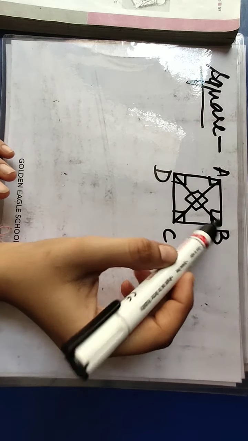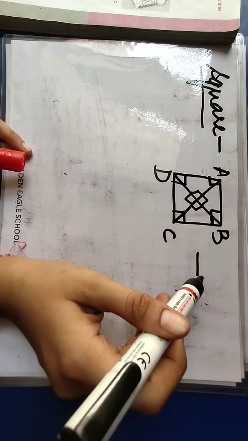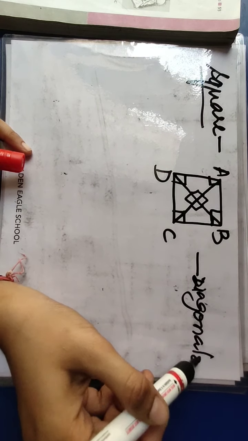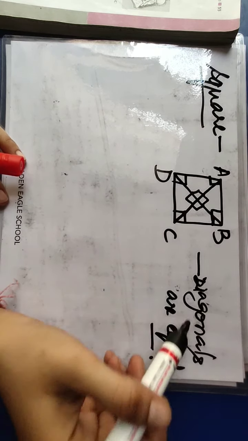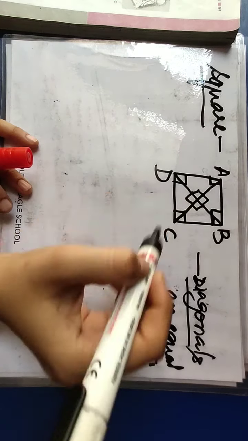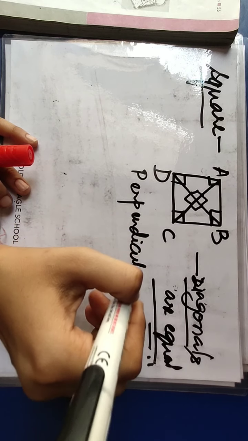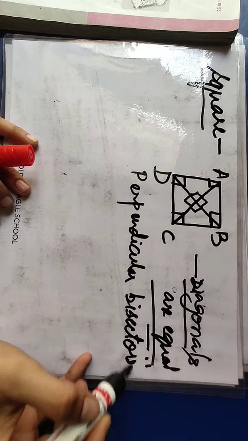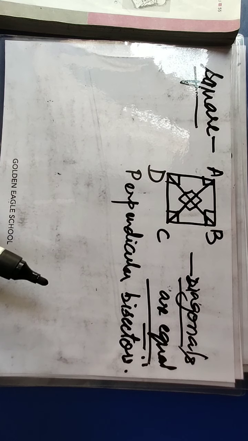But here the diagonals are equal also. In a rhombus it is not necessary; the diagonals are not equal. So here the diagonals are equal and are perpendicular bisectors. So this is how we are going to use these properties in our questions. So let's start with the exercise.